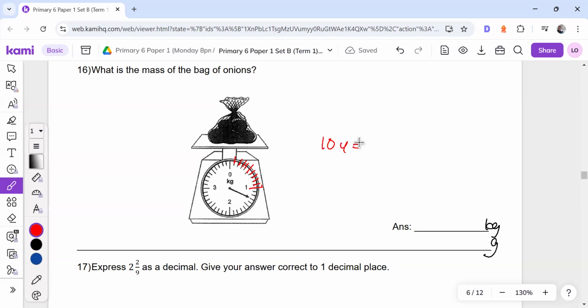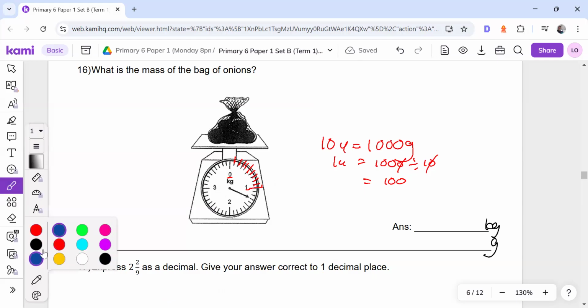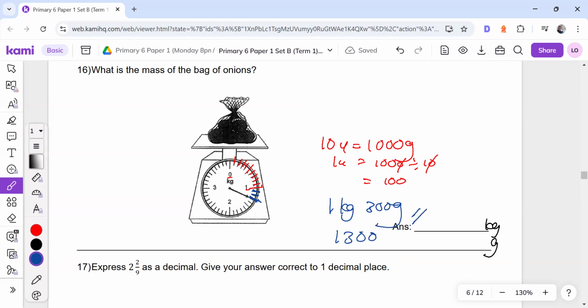There are 10 units. And how big is 10 units? You take 1 minus 0 is 1 kg. Change it to grams, 1000 grams. 1 unit is 1000 divided by 10. You don't know how to get the answer, cancel the 0, and you get 100. Okay, start counting. So the needle passed 1 kg, and the needle is touching what number? 100, 200, 300. So it's 1 kg and 300 grams. That's your answer. Or 1300 grams also can, or 1.3 kg also can, because I never put the unit there. So you can choose whichever you like.